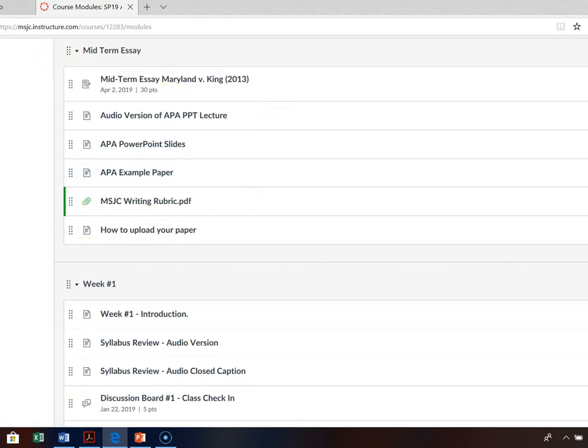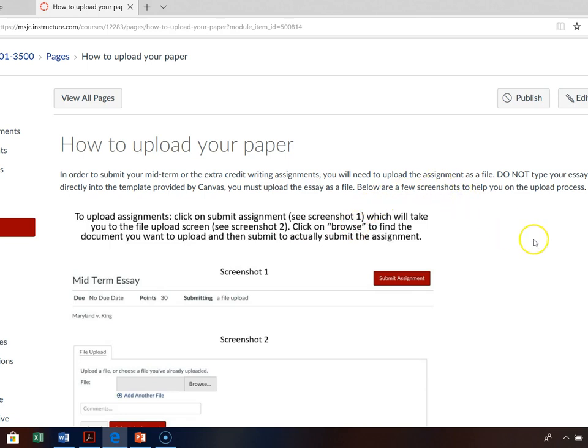It has its own. And in this module is going to be your assignment that'll tell you what you're going to write about and some specifics on the essay itself. You'll have an audio version of the APA outline, which is kind of what we just did. That will be there if you want to listen to it again. I'll just post the PowerPoint slides as well, so if you don't want to hear my voice, you can just look at the slides. I'll also post the example paper, the writing rubric, and then finally, and I'm going to go to this one really quick, how to upload your paper.